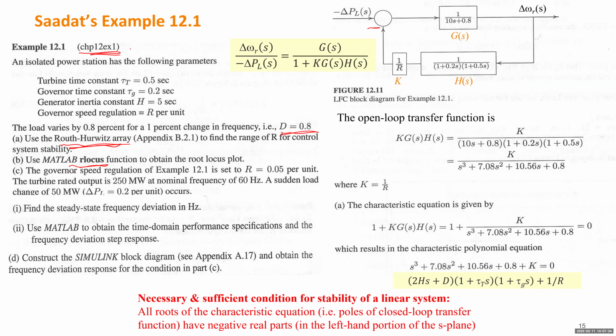Okay, there's a necessary and sufficient condition for stability of a linear system. If all roots of the characteristic equation, which are also the poles of the closed loop transfer function, have negative real part, which means they are all in the left-hand portion of the s-plane relative to the imaginary axis, then this system has to be stable. The next question is how to find the range of K such that all the roots are on the left-hand side of the s-plane.